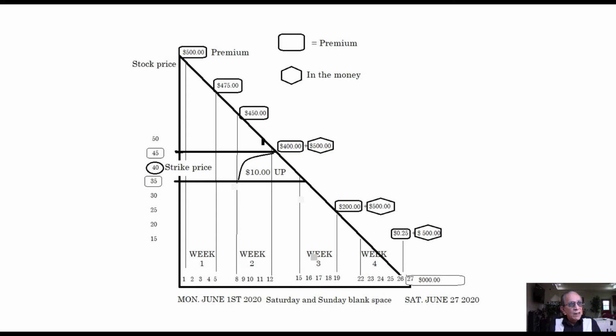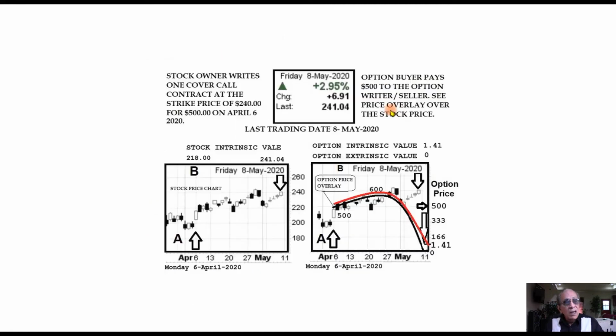May the 8th. The stock is up 2.5%, and the last tick on the stock is $241. The option buyer on the other side buys the option and pays the $500 to the seller. See the price overlay. What we're going to do is put the price of the option and the stock movement into it, so you can see and understand what really happened.